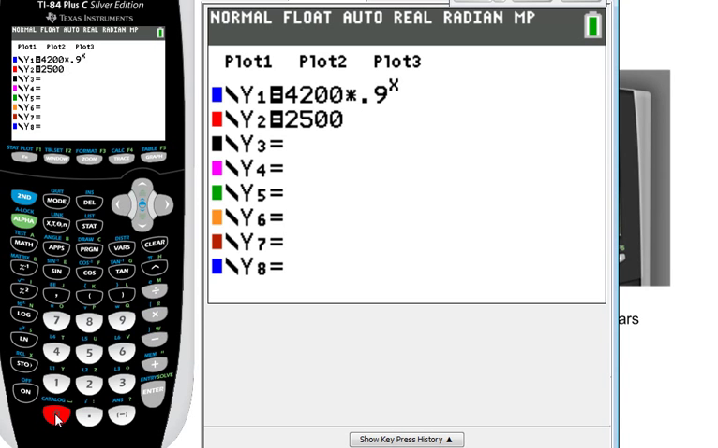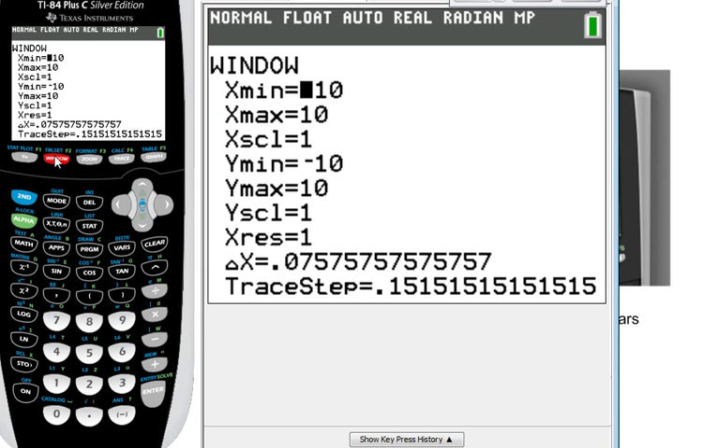So up on the top line again, go to your window button, which is on the second left. You get a screen that looks like this. Now typically we've been doing zoom 6. Zoom 6 gives us these standard numbers from -10 to 10 in both directions. Well, that's not going to allow me to see this picture because remember this object started at, what was it, $4,200? Well, 4,200 is obviously not 10.